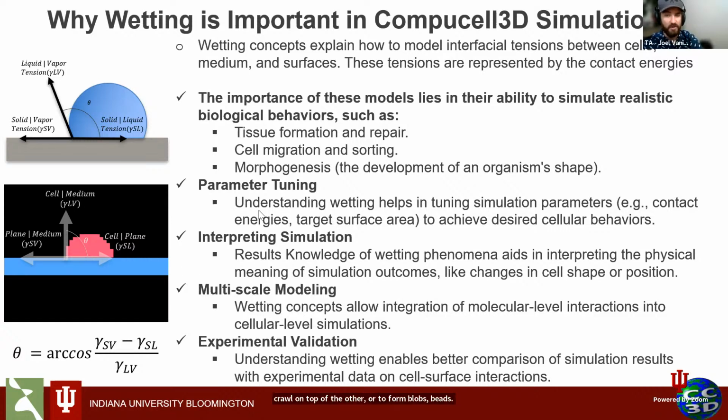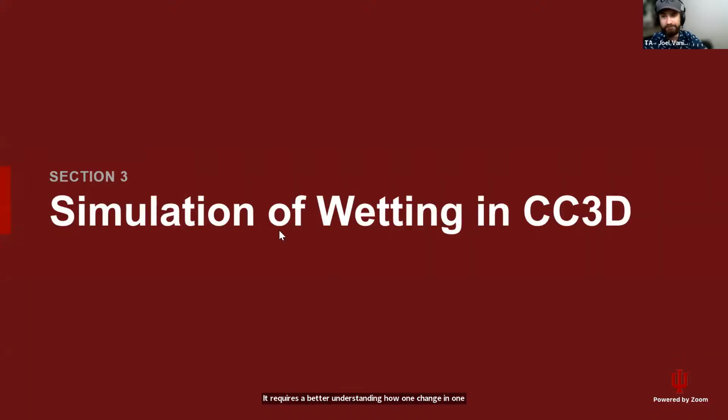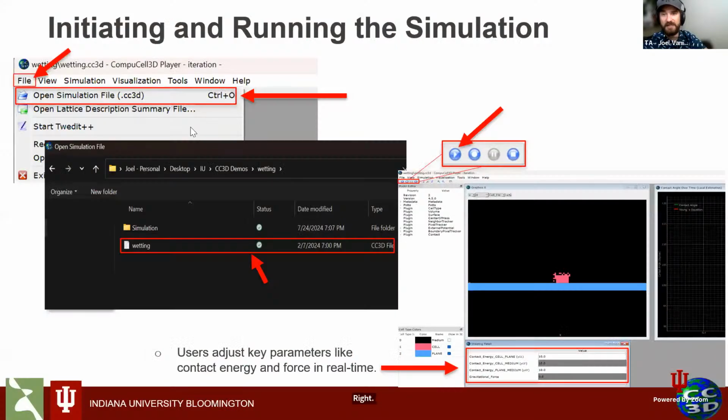Also, for parameter tuning, we're going to see that the more cells and cell types you have here, the more it requires a better understanding of how one change in one parameter might affect other parameters, right? So without further ado, let's try to initiate that simulation. If everybody can go to your downloaded copy and unzip it, do the same thing of opening Player, and then in Player, we're going to open a simulation file and click on that wetting one.